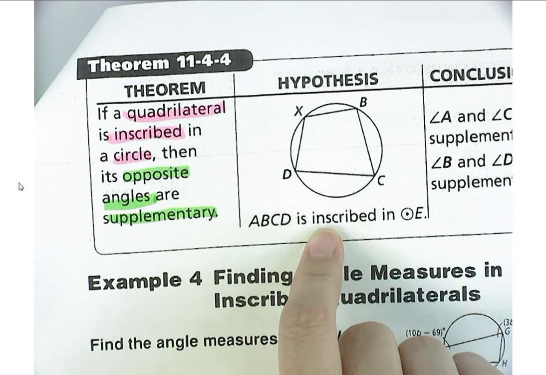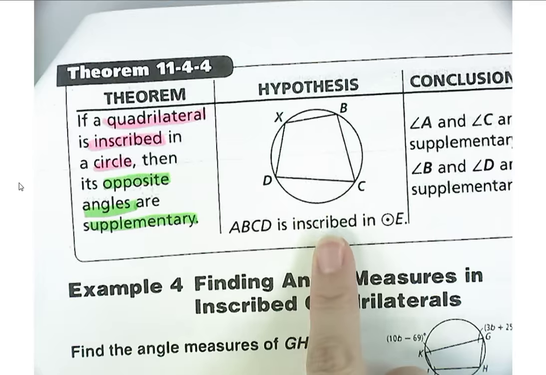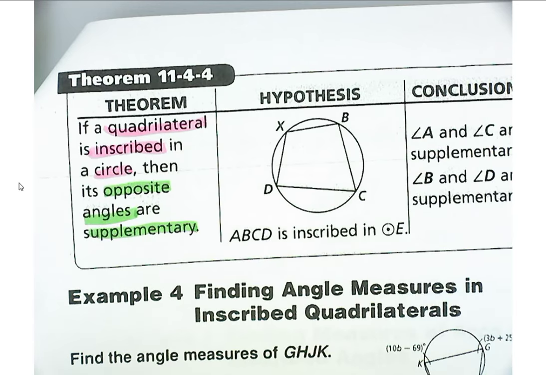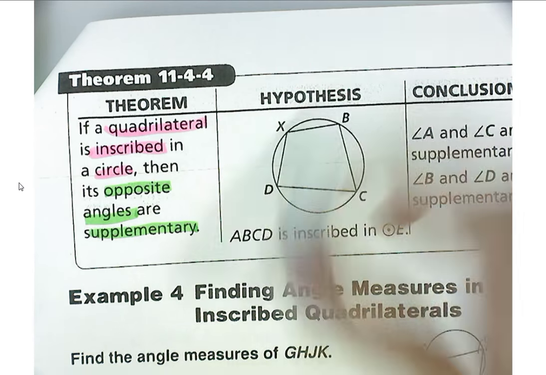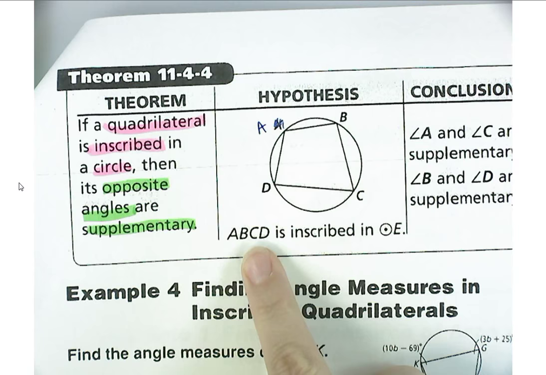Do you guys remember what the other one was called? It was circumscribed. That's when you have the circle inside of it. So the shape is going to be inside the circle here. And really this should be A, not X, because they call it ABCD.